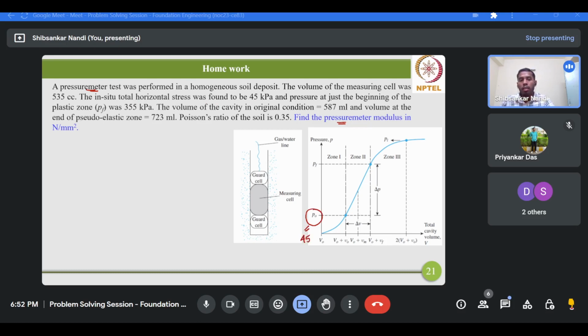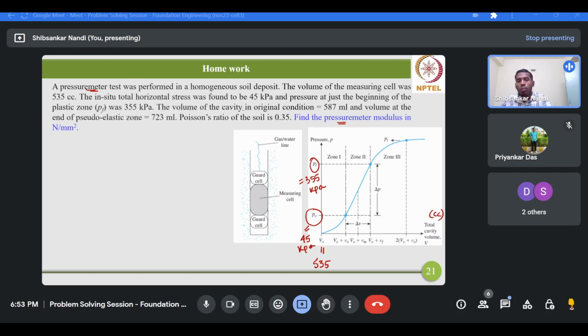Then the pressure at just the beginning of the plastic zone, PA, is 355 kPa. So that means this value, 355 kPa. So this is the ending of the pseudoelastic zone and the beginning of the plastic zone, zone 3. Then the volume of the measuring cell was 535 cc. So this V0 is given as 535, in cc.